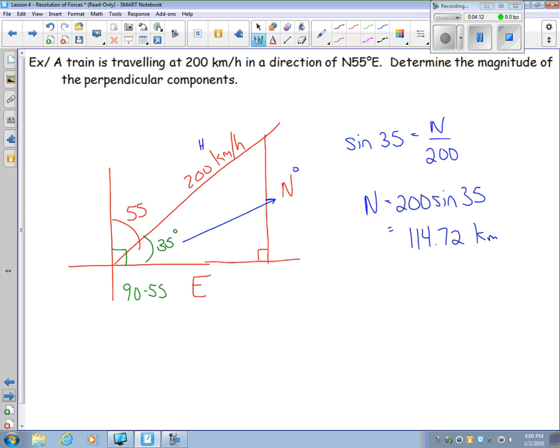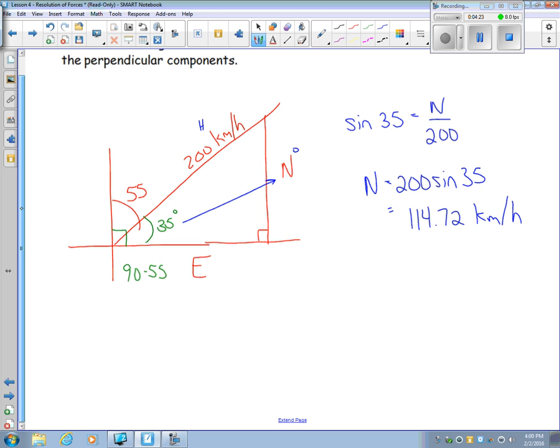114.72 kilometers per hour. So every hour that it travels, even though it's going 200 kilometers an hour, it's actually covering 114.72 kilometers in a northerly direction. Okay, if I want to do the same thing, but this one I want to find out the easterly direction.